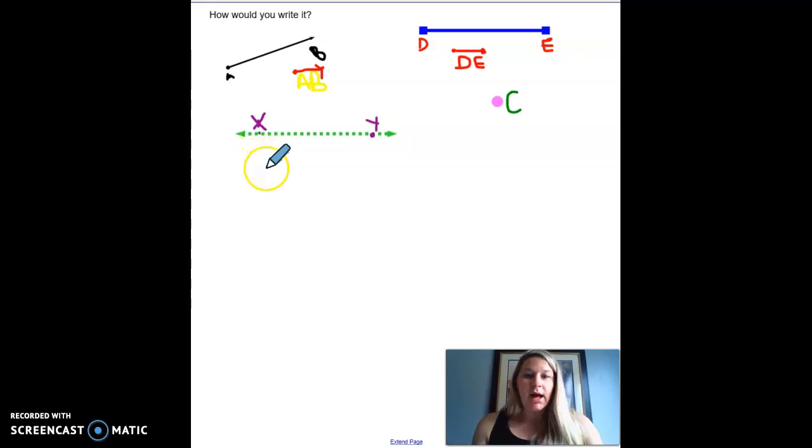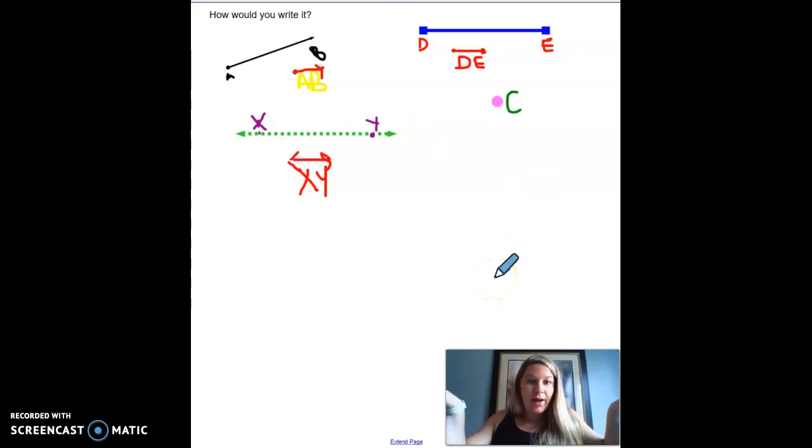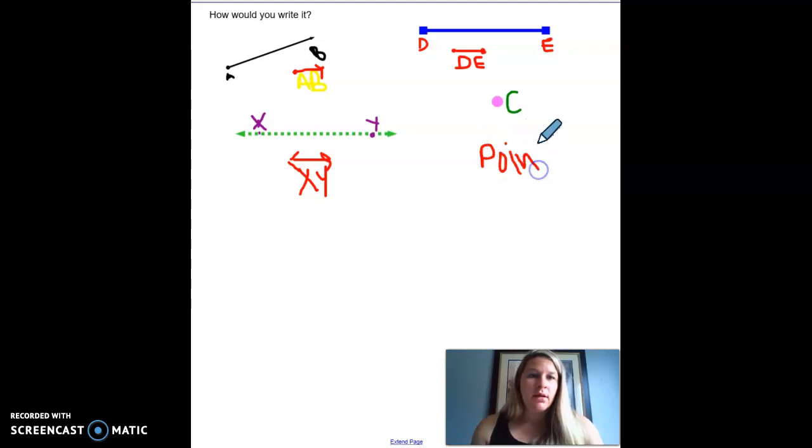We said this was a line, okay? This is line XY, because those are the letters. And then at the top, I just draw a line with two arrows at the end, meaning it can go in both directions. Okay, last but not least, this is just a point, and its name is what? What's the letter? C. So it's just point C. That's its name. Okay, very good.